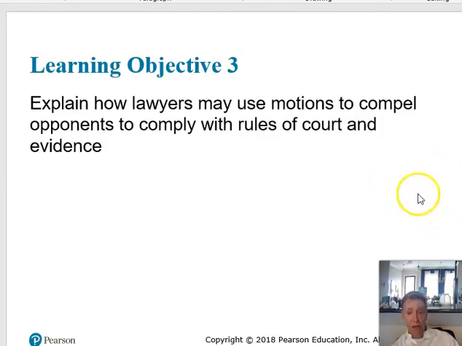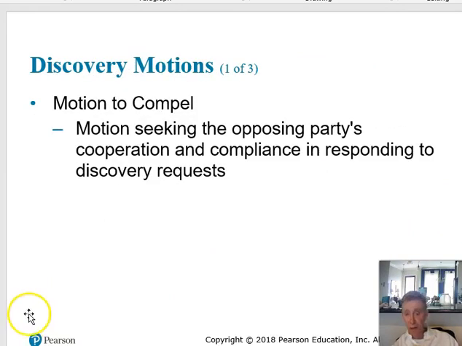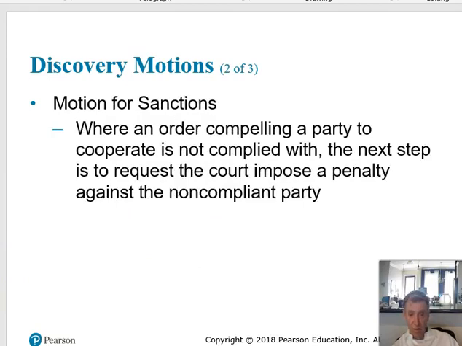Now, they also can use motions to compel opponents to comply with rules of court and evidence. So, a motion to compel: a motion seeking the opposing party's cooperation and compliance in responding to discovery requests. So this is when they are not cooperating with discovery. You can file a motion to get the court involved so they behave. If they continue, you can make a motion for sanctions. Where an order compelling a party to cooperate is not complied with, the next step is to request the court impose a penalty against the non-compliant party until they start helping with discovery.